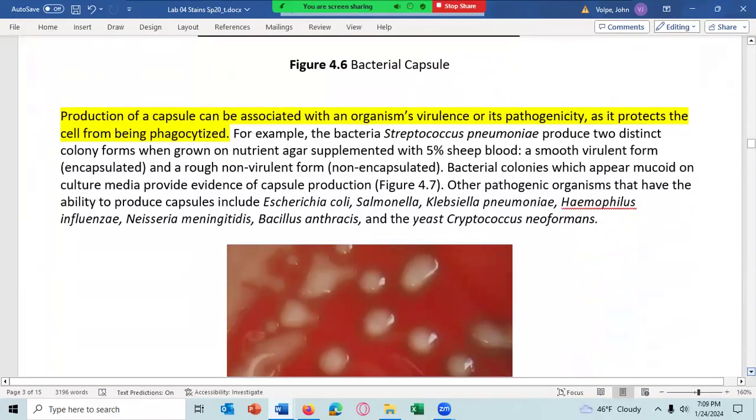The production of a capsule can be associated with an organism's virulence or its pathogenicity. The cell capsule around a bacteria protects the bacteria from phagocytosis by a white blood cell. So if the infection produces a capsule, your white blood cells cannot remove the bacteria. Any question about any of that?